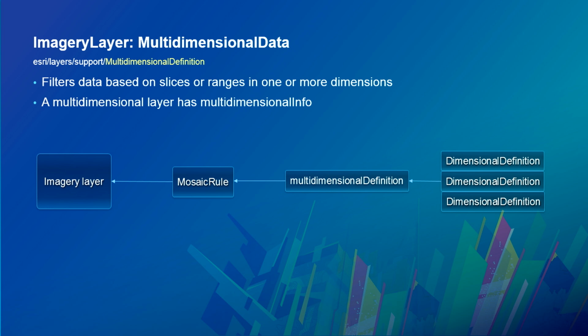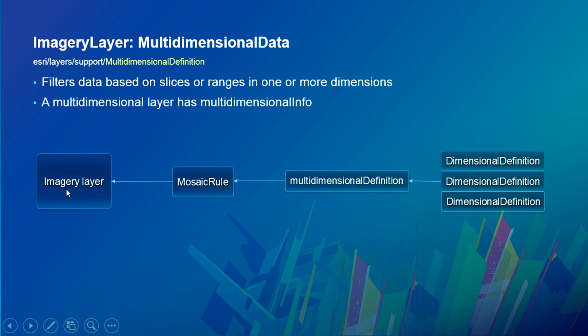I would like to talk briefly about the multidimensional data capabilities within the layer. We have a multidimensional definition API that is supported in the layer, through which you can define what dimensions and what variable names you're looking at. So for example, I have sea temperature data, which can be viewed across a time dimension or a depth dimension. So I can create one or more dimensional definitions with the variable name and the dimension values and look at only that dimension data.